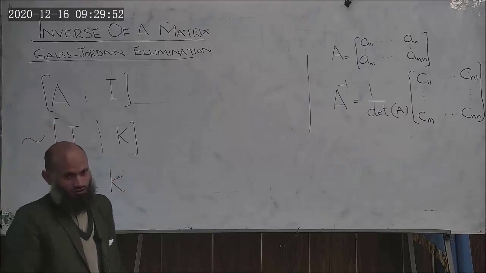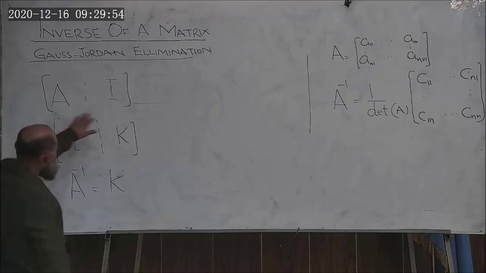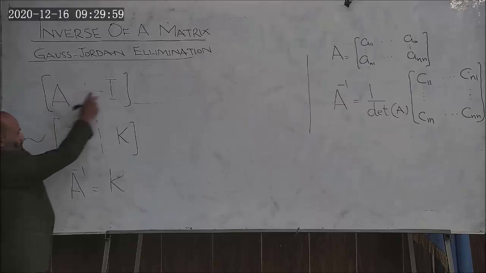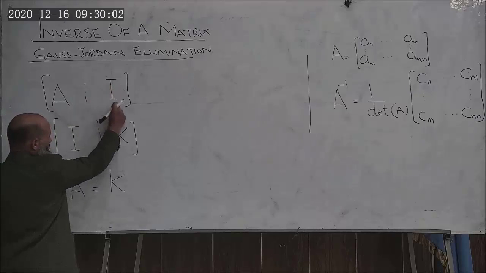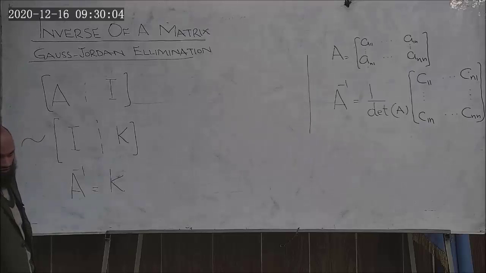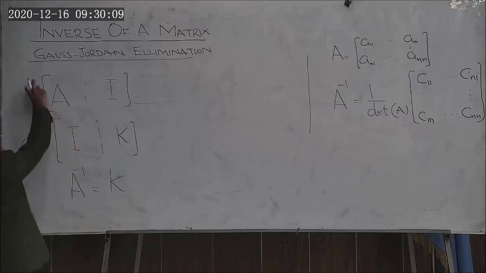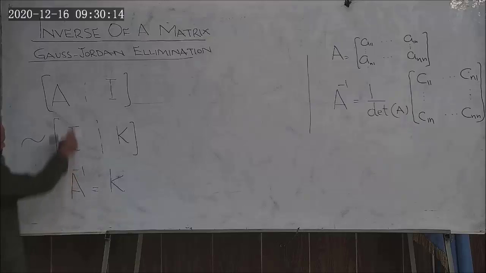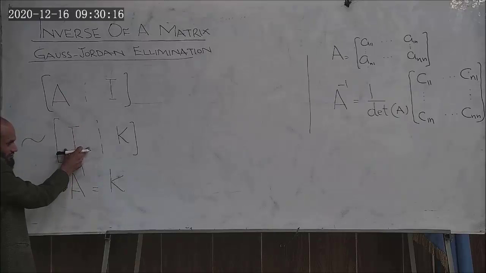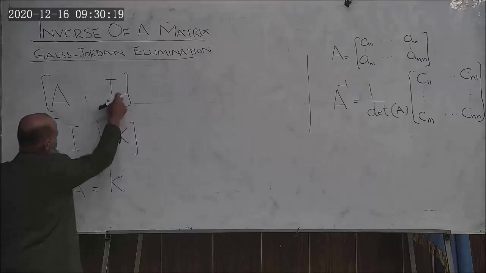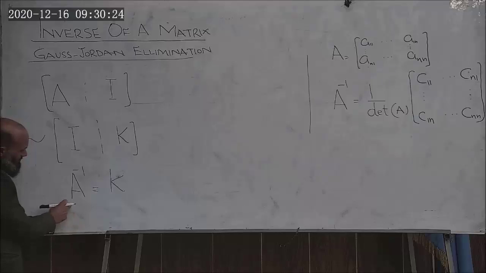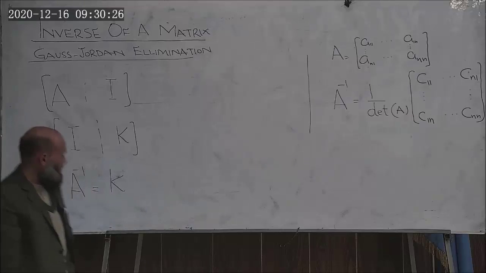The procedure: you augment an identity matrix. The dimension of this matrix is n by n. You augment an identity matrix of size n by n, and then perform elementary row operations to transform this augmented matrix into this form. That is, instead of A, you get the identity matrix over here, and then this will become something else, another matrix. Let's call it K. Then A inverse is equal to K.